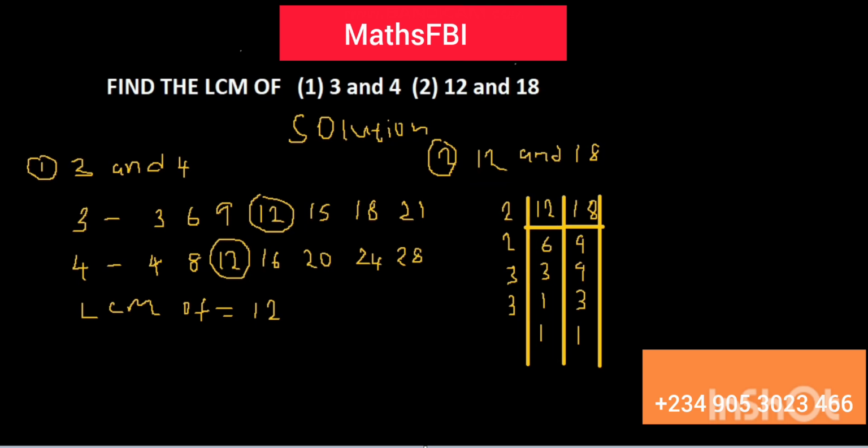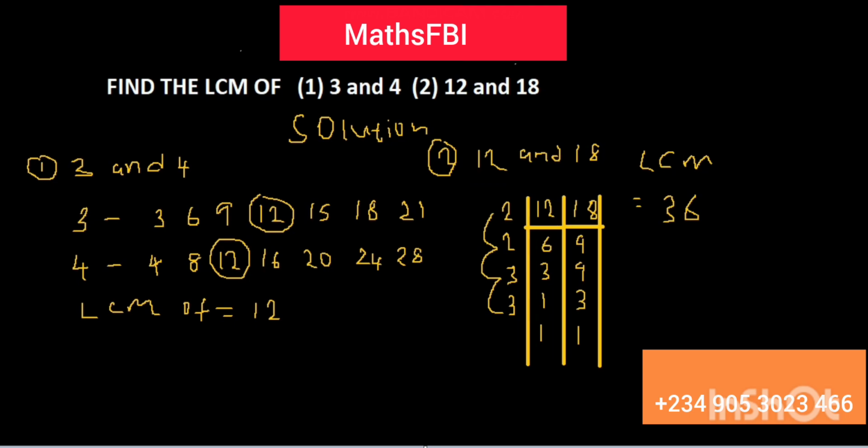So the LCM of 12 and 18: we multiply these divisors. 2 times 2, 4, times 3 times 3. 2 by 2 is 4. 4 by 3 is 12. 12 times 3 is 36. And so the LCM of 12 and 18 is 36.